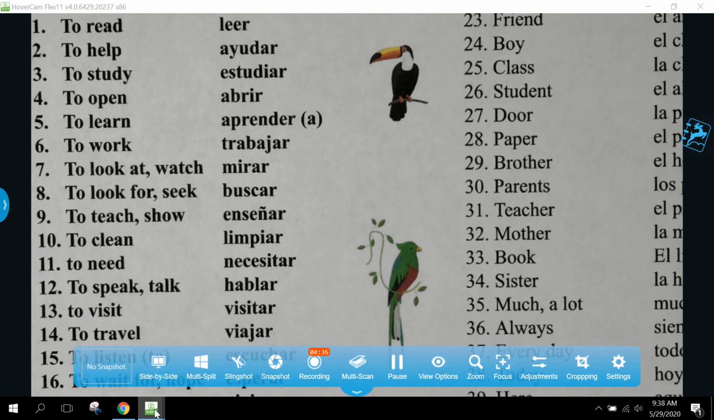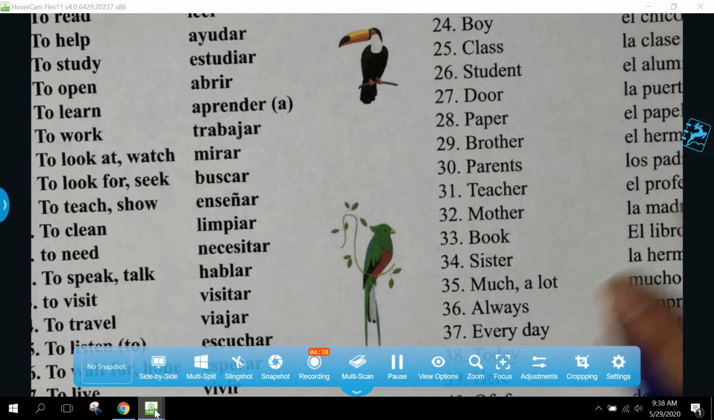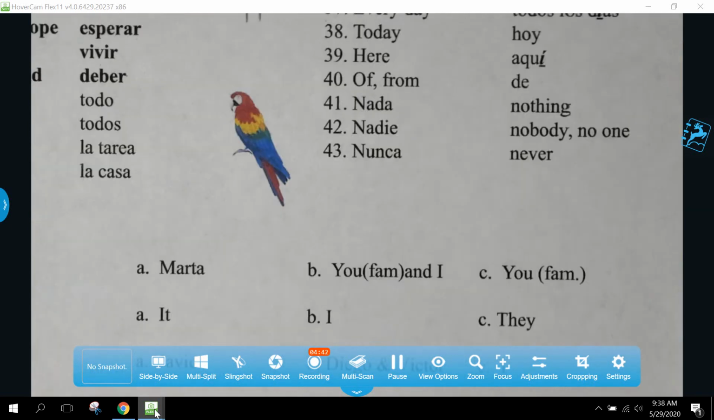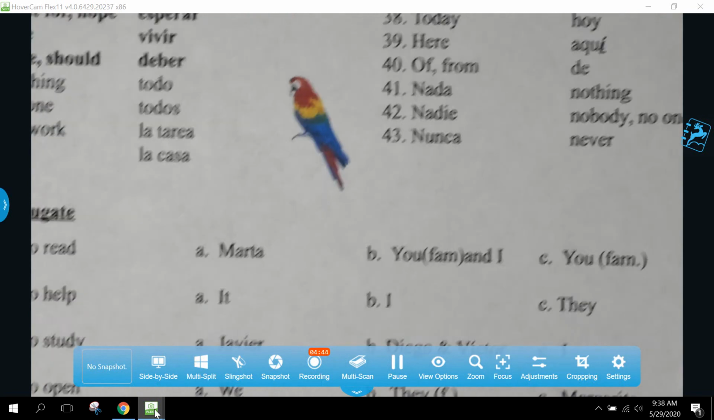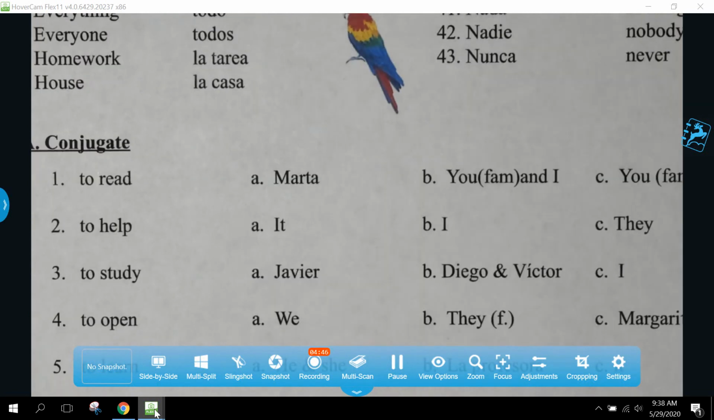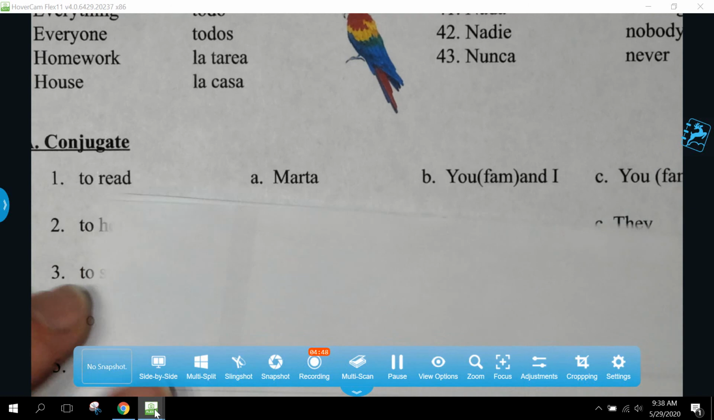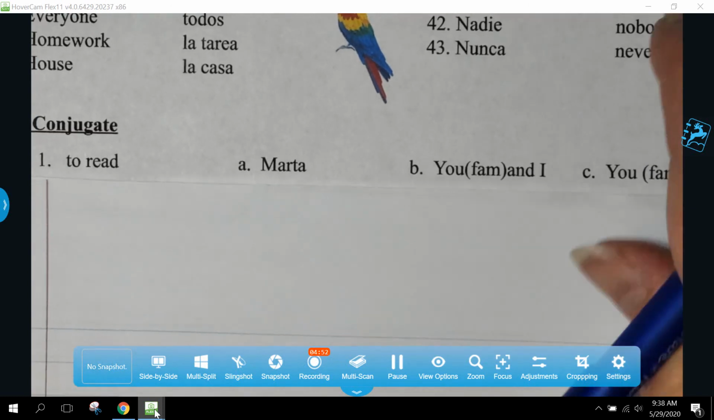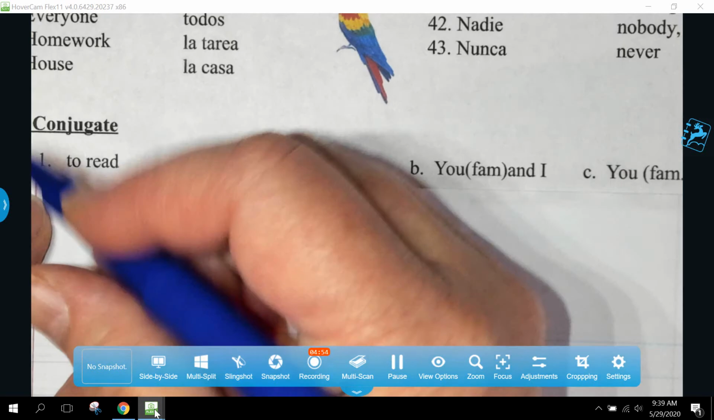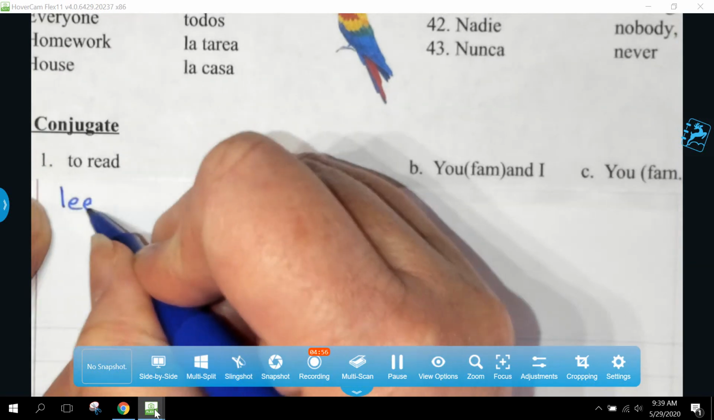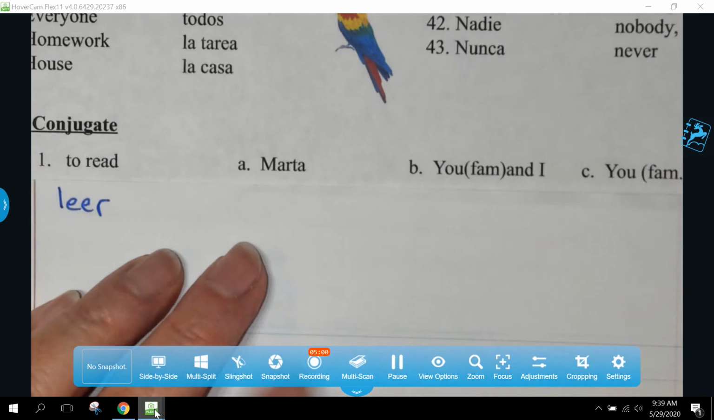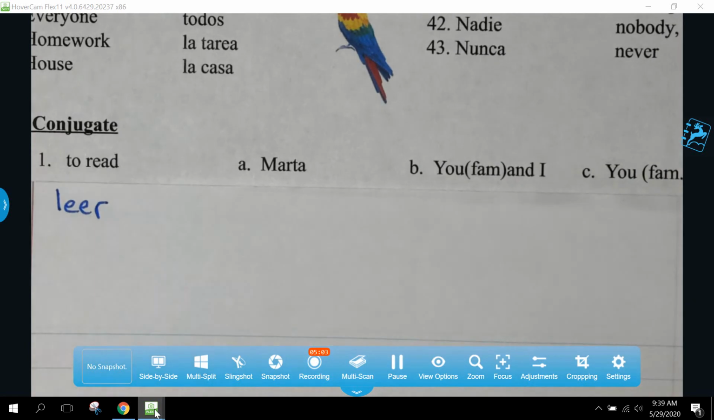So, we have to read first, exercise A, number 1 is to read. You have leer. Okay, so to read would be leer. I would, if I were you, write leer underneath to read. We then go to Marta. We look back at the chart. Where would Marta go in the chart?